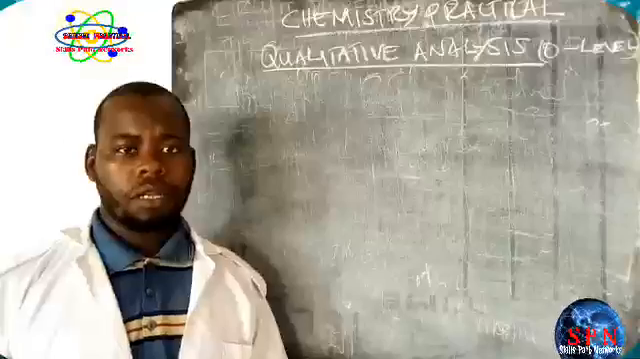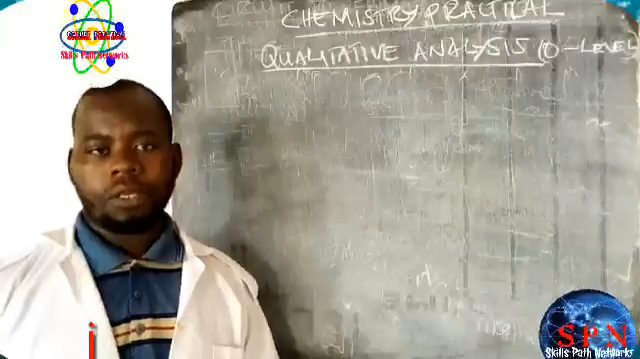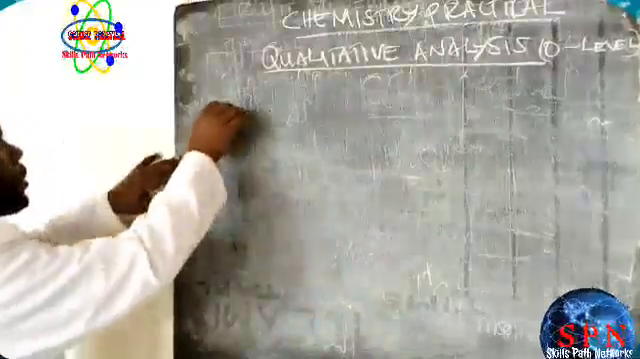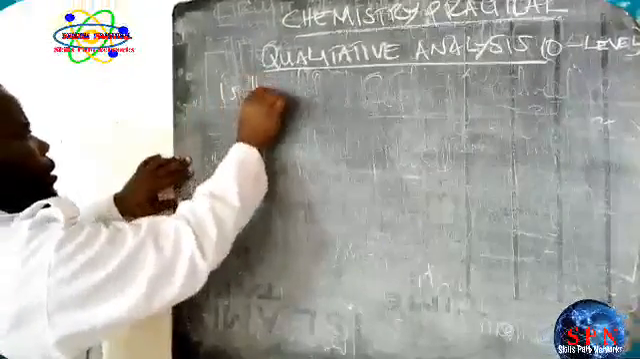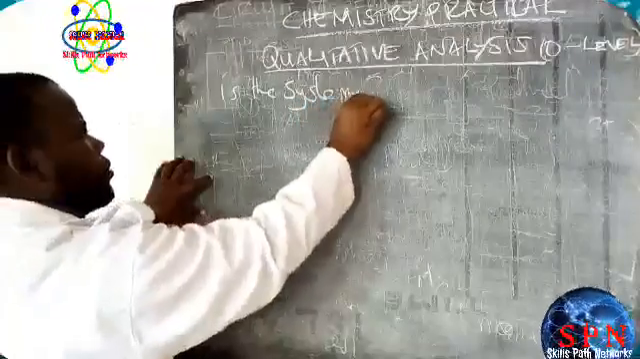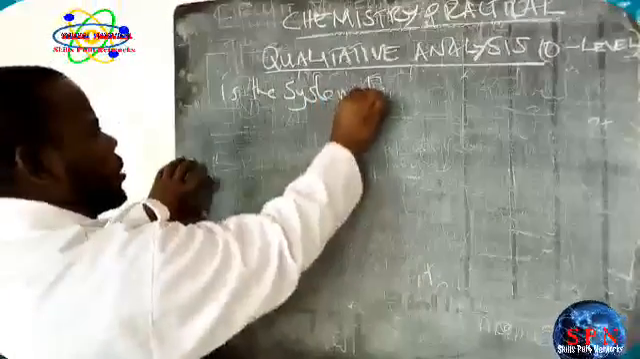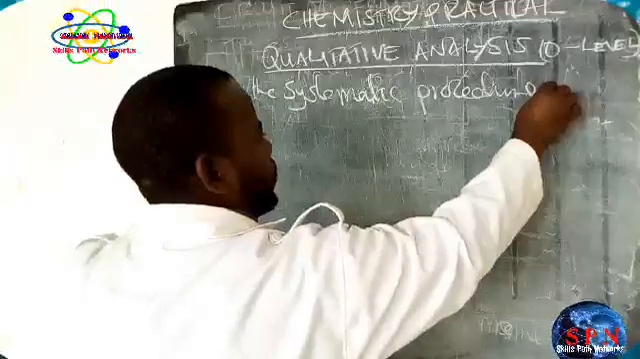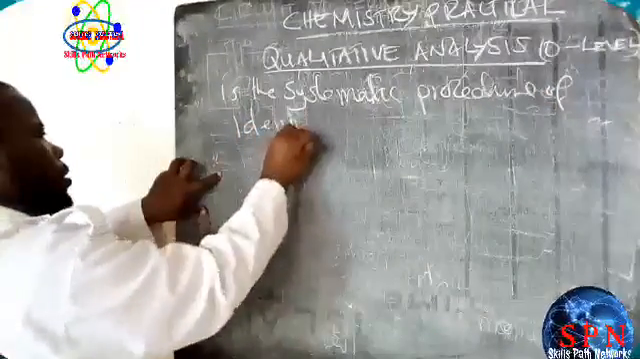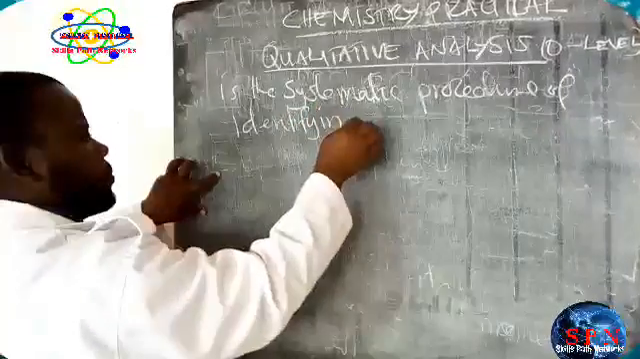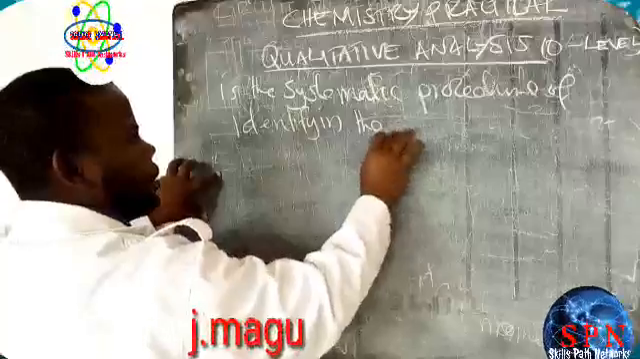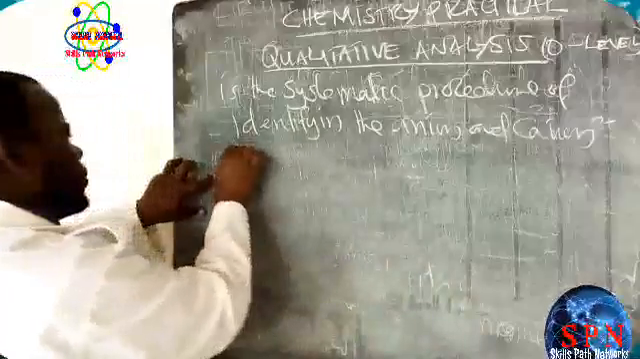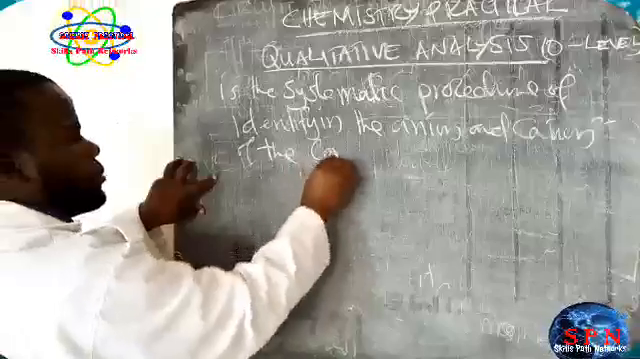What is qualitative analysis? Qualitative analysis is a systematic procedure of identifying the cation and the anion of the compound.